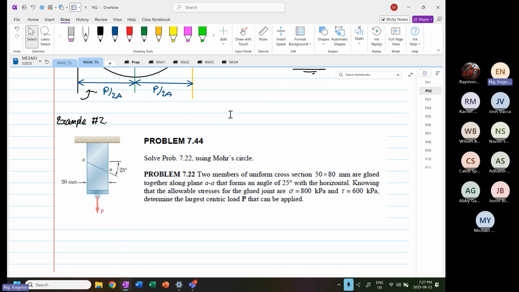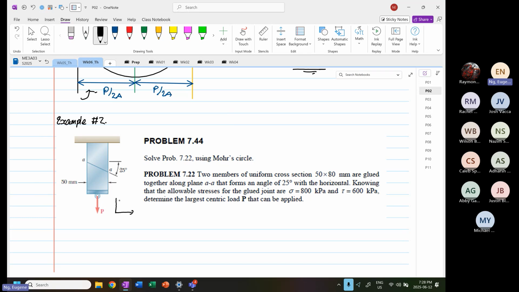So 2 members of uniform cross section, 50 and 80 millimeters, are glued together along plane AA, which forms an angle of 25 degrees with the horizontal, as you can see. Knowing that the allowable stresses for the glue are normal stress 800 and shear 600, determine the largest P value. You can see the similarities, but you have to apply the concept that we have learned. That's more important.